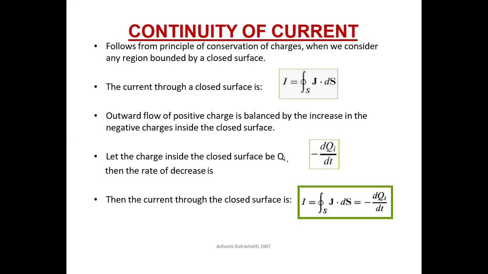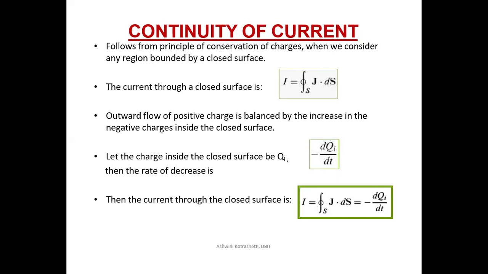So the current through the closed surface, I, which we had shown in the earlier expression as closed surface integral of J dot ds, is also balanced with an equation which relates to the rate of decrease of the charge, that is minus dQi by dt. Everybody is okay so far?